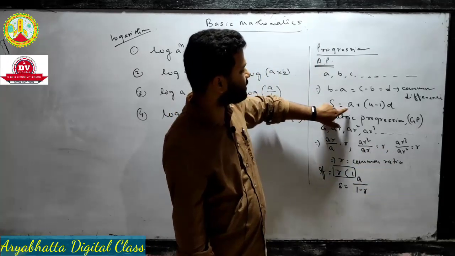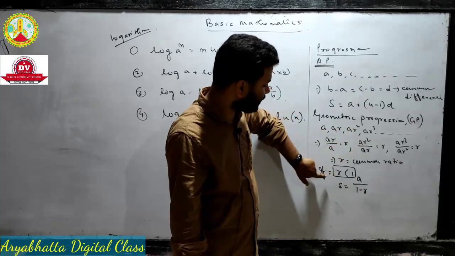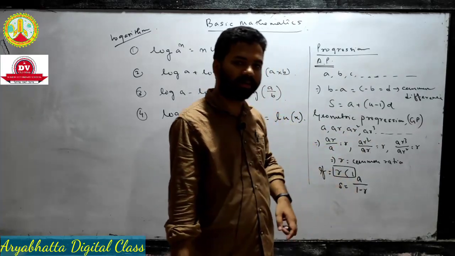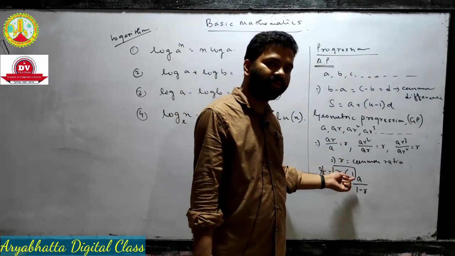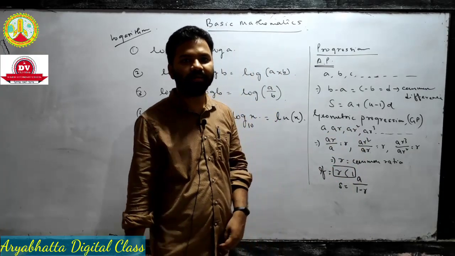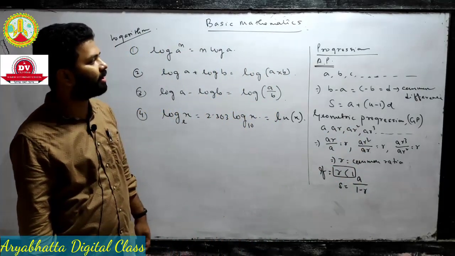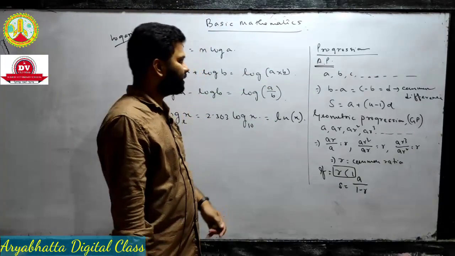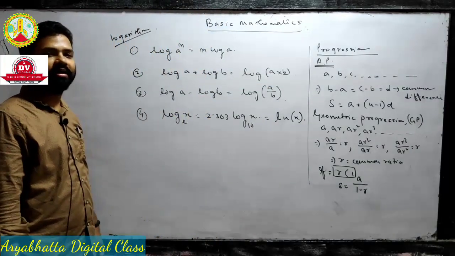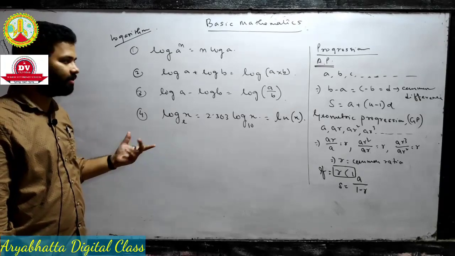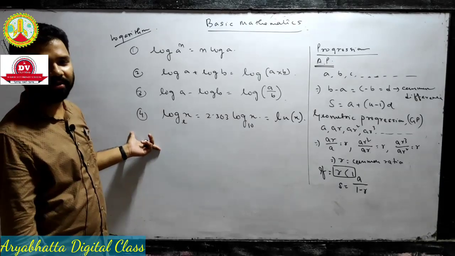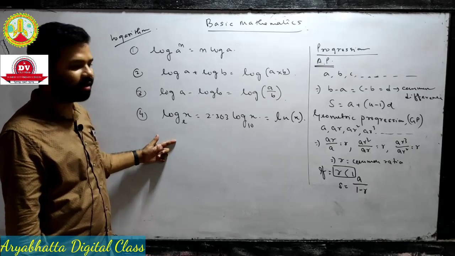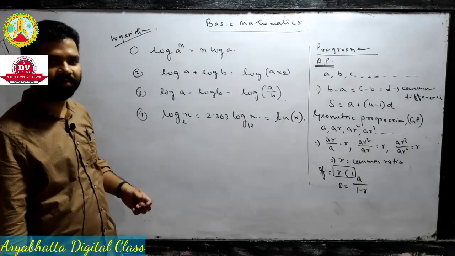So here the sum is a plus n minus 1 into d. Here the sum is a divided by 1 minus r. And if r is greater than 1, there is a different formula that you will obtain in mathematics. Okay. So these formulas we will apply in our physics. And if sometimes different formulas come, then I will tell you during that class itself. Okay. So try to remember all these formulas.